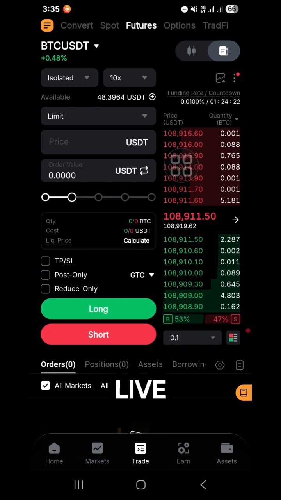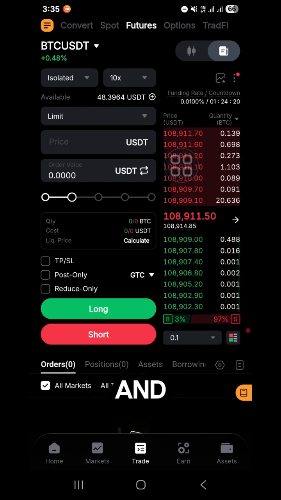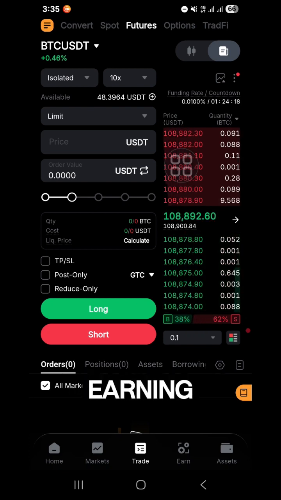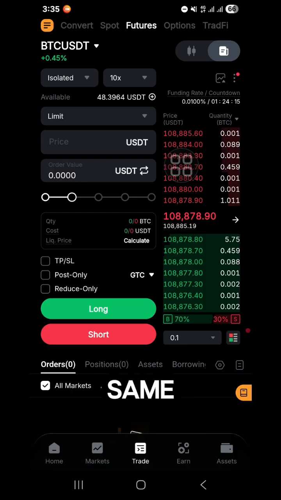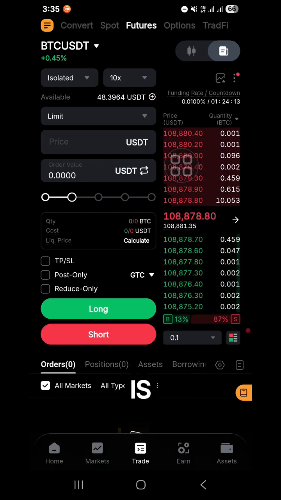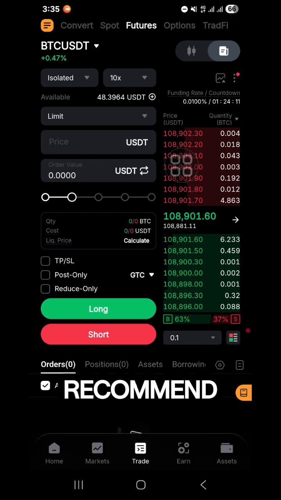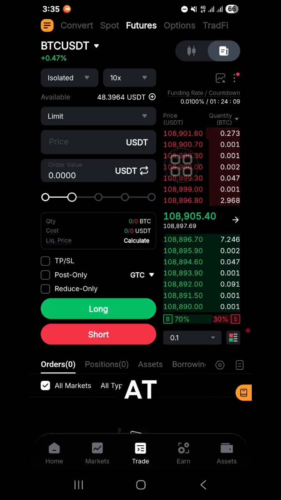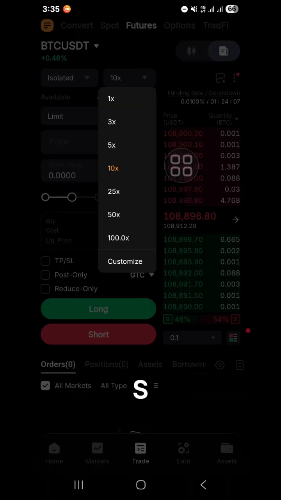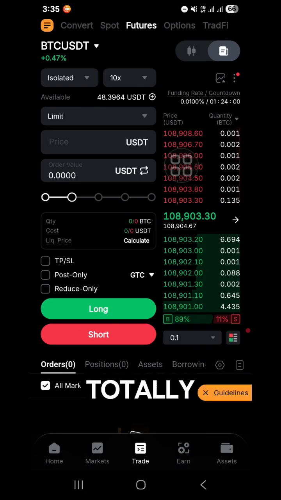So leverage gives you the opportunity to earn more money, and also if you're losing, you will be losing at that same percentage. I believe it is clear. So for newbies, I recommend you use just isolated, at most 10x leverage. If you go above 25x leverage, that's like a high risk trade. So 10x leverage is actually totally fine.